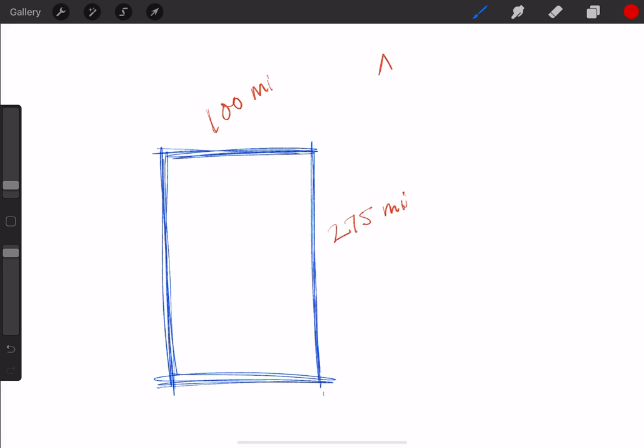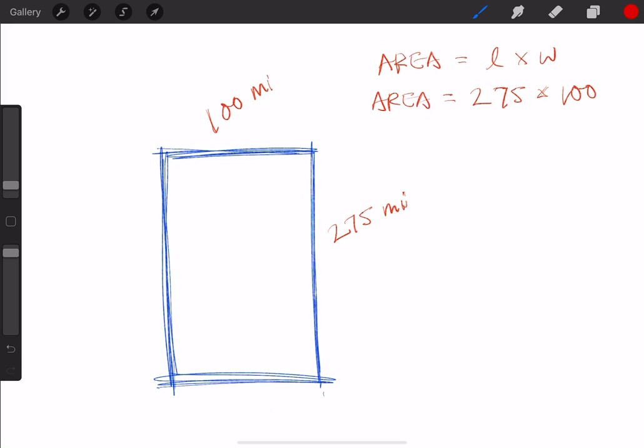Fortunately, I know that since this area is a rectangle, I can just use my formula, length times width. Okay. And I know that the area is going to be equal to, in other words, how many tiny little square units, or they're not tiny, they're miles, how many square miles would be inside that shape. So we're obviously looking at a very big rectangle, but it would be equal to 275 miles times 100 miles. Okay.